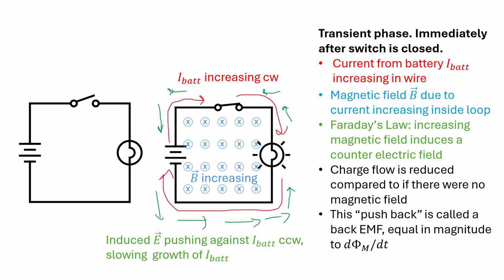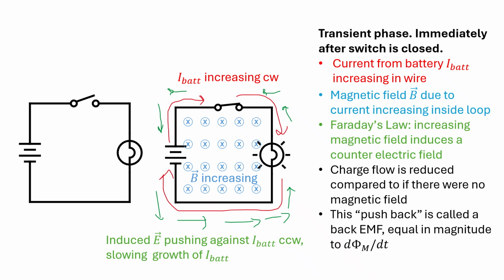And this pushback is called a back EMF. And the strength of that back EMF is equal in magnitude to the rate of change of magnetic flux, right? That's Faraday's law. So we get this pushback. And it's not going to prevent current from flowing around this loop, but it will slow down how long the transient phase is. The transient phase without it would be nearly immediate, and with it, it's going to take a little bit longer. But eventually, things will reach a steady state.